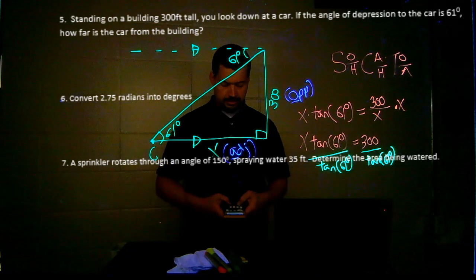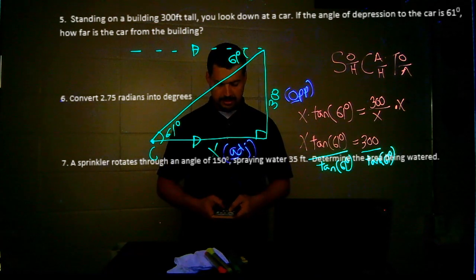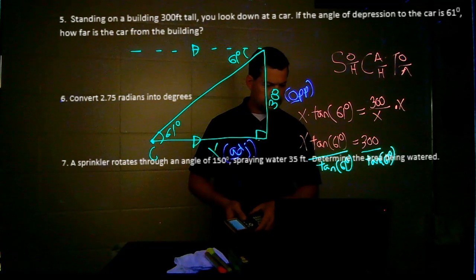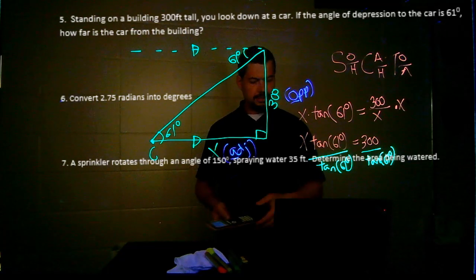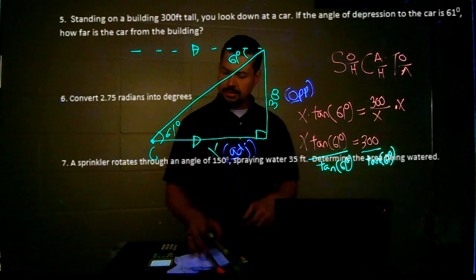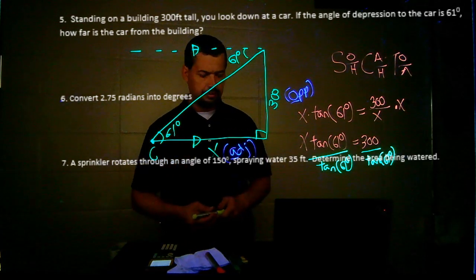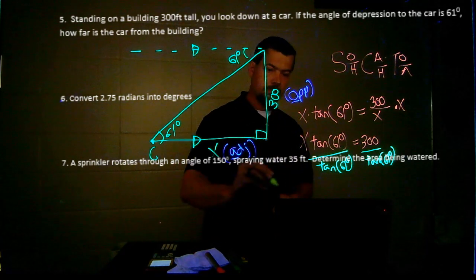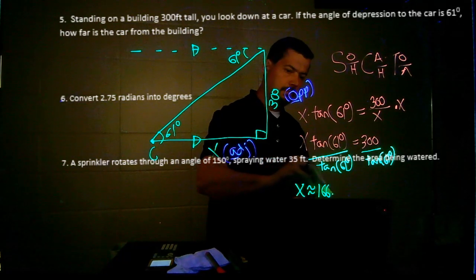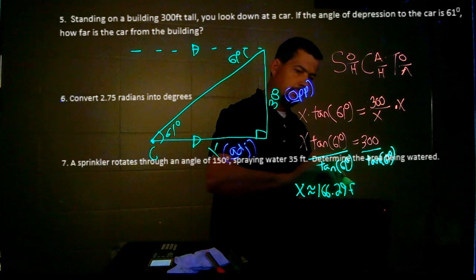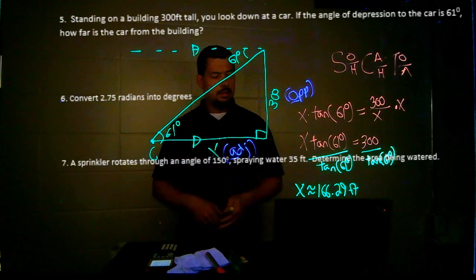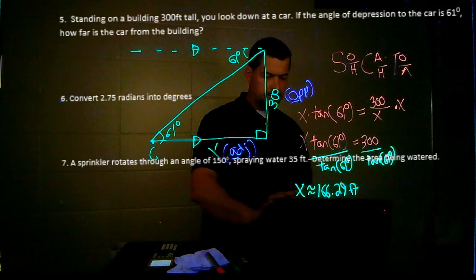So I'm doing 300 sitting pretty over the tangent of 61. And if you're at home, play with this. It's a screen record, so even if I pull up a calculator over here, you wouldn't see it. But it's about 166.29 foot. There you go. All right, moving on to number 7.